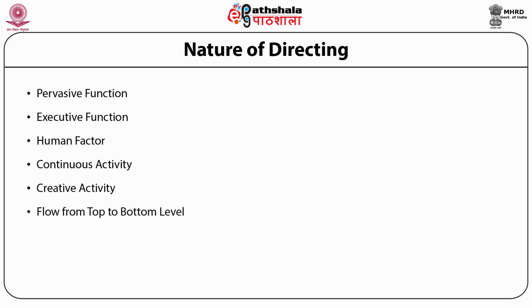Flows from top to bottom level. Directing functions include providing instructions to the subordinates. Directing flows from top to bottom. It starts with top level management and ends with subordinates at the lower level. Facilitates coordination. Directing brings harmony among employees and balance between all activities of an organization. A good system of communication between the superior and his subordinates helps to improve coordination.